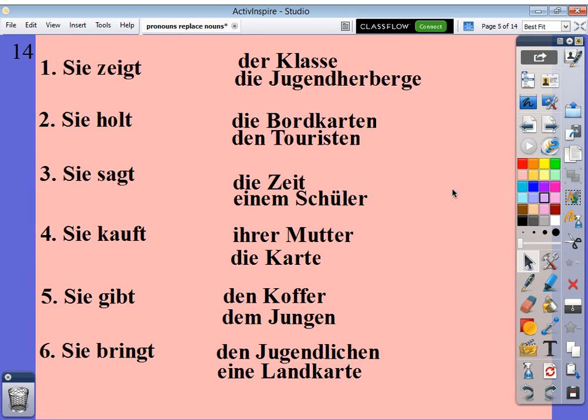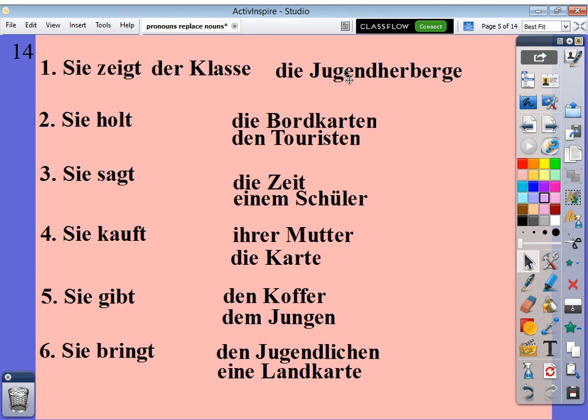So here we have our first exercise, exercise 14. Just as a reminder, what we normally do is put, just like in English, the indirect object and then the direct object. Sie zeigt der Klasse die Jugendherberge. She shows the class the youth hostel, much like in English. Okay? So let's take a moment to make sure we understand the difference. You could pause the video and either read them aloud or write them on your paper.